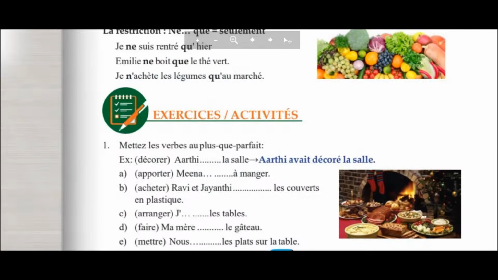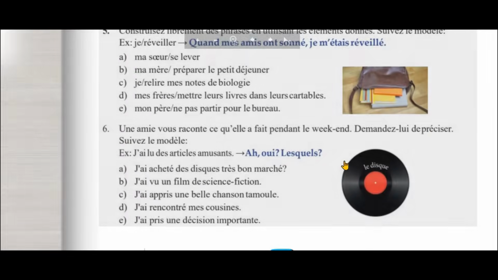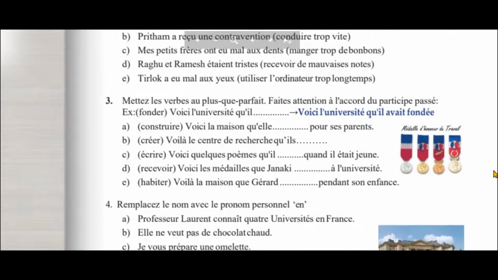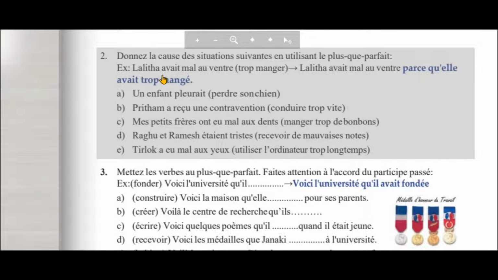Now let's move on to the second exercise. So the second exercise, they want you to give the cause of the following situations, making use of the plus-que-parfait, which is the past perfect. So they have given you an example. Lalita had stomach pain because she had eaten too much. So similarly, you also have to follow the example and frame sentences as per the example.